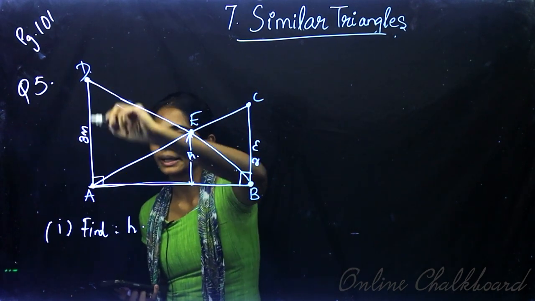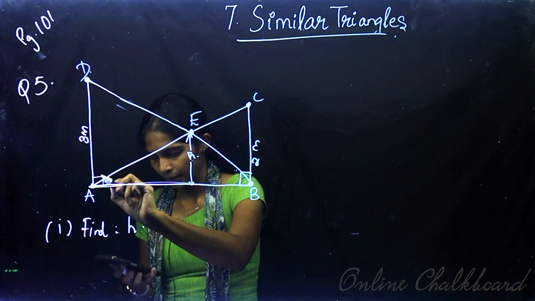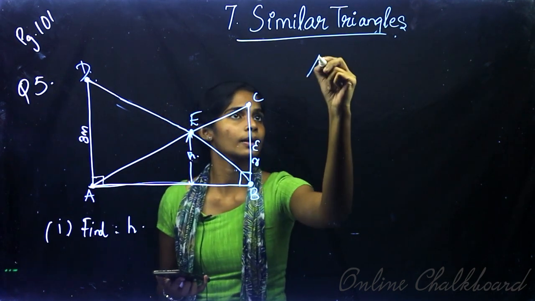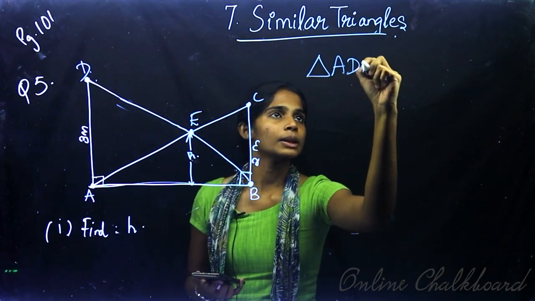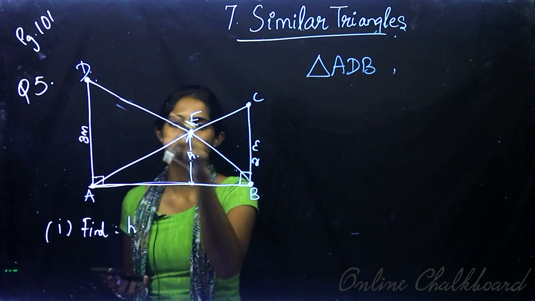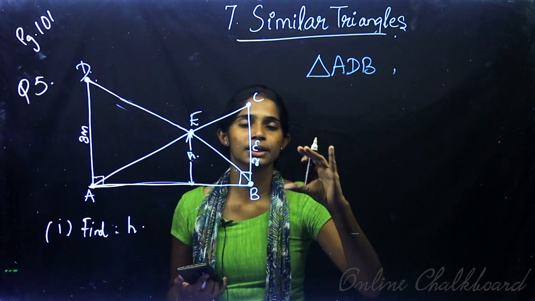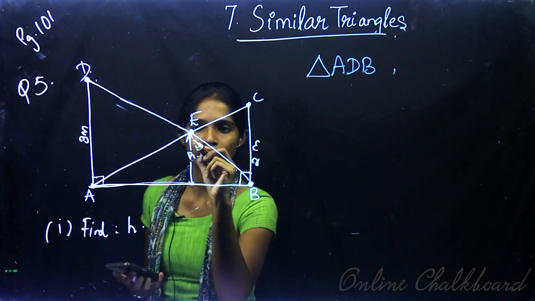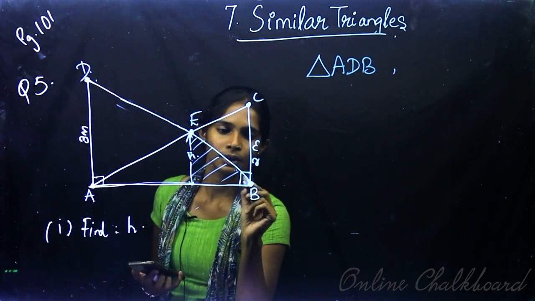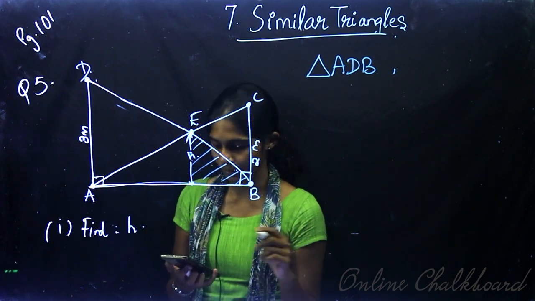Okay, we have a triangle, triangle ADB. We have a triangle that is similar to it. We have to fix this triangle. So you can see here, this triangle is similar to it, right?